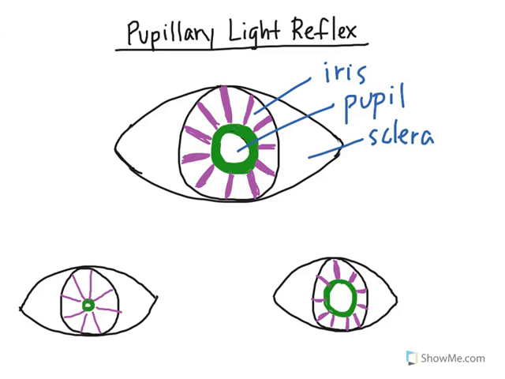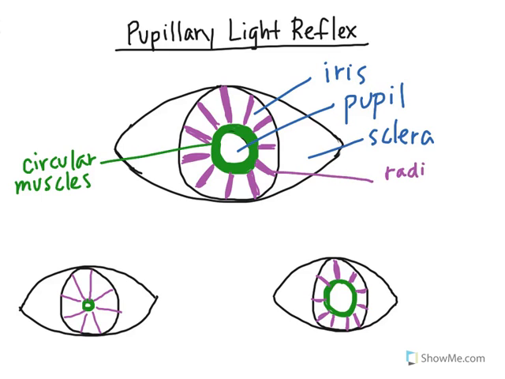In green are the circular muscles. And in purple we have the radial muscles. Now, these complement each other because when one set of muscles contracts, the other relaxes. And depending on which of the two types of muscles is contracting, you have different amounts of light coming in.